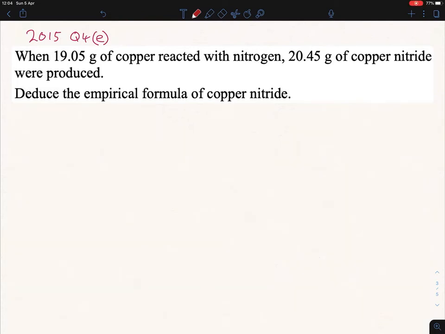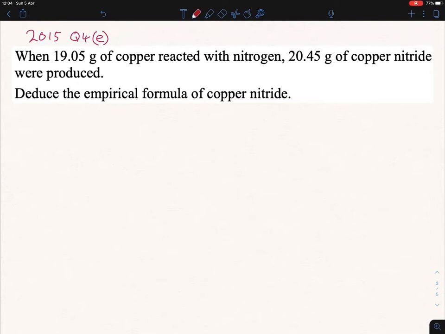Hi everybody, so today we're looking at some more empirical formulas. That's 2019 question 4e we're focusing on specifically. You're told when 19.05 grams of copper reacts with nitrogen, 20.45 grams of copper nitride was produced, and we're asked to figure out what the empirical formula of copper nitride is.